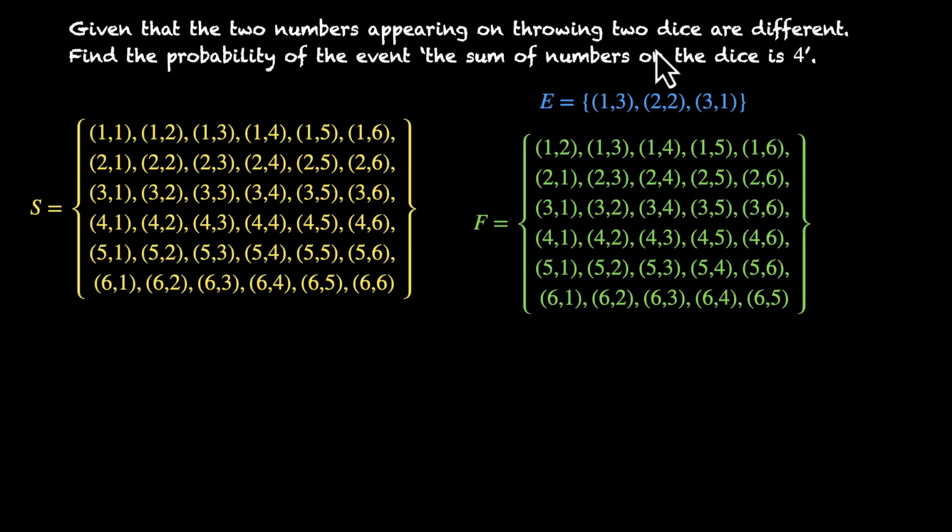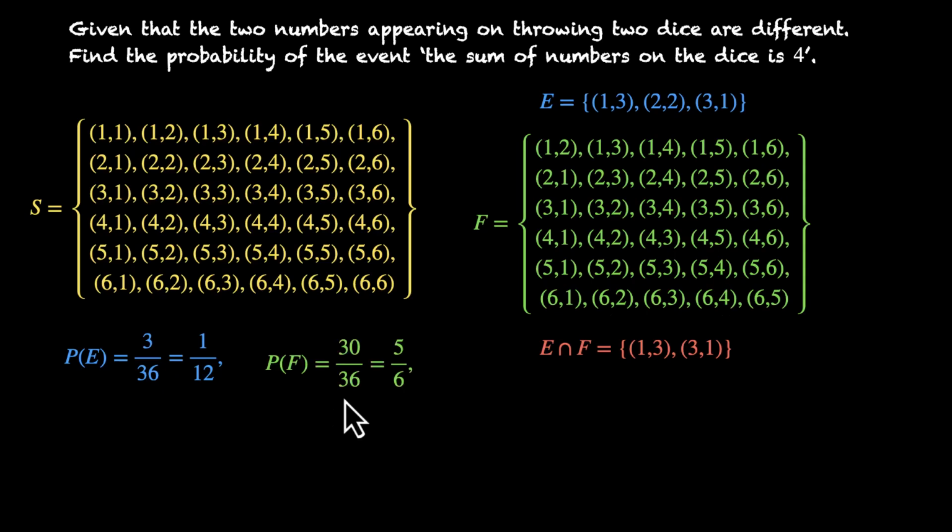And F is when both the dice show different numbers. So we take away 1, 1, 2, 2, 3, 3, 4, 4, 5, 5 and 6, 6. We're left with these 30 possible outcomes. What's E intersection F? E intersection F is 1, 3 and 3, 1. We don't take 2, 2. So we only take these 2. Let's write down the probabilities. Probability of E is 3 by 36. That's 1 by 12. Probability of F is 30 by 36. That's 5 by 6. And probability of E intersection F, that's 2 by 36. That's 1 by 18.